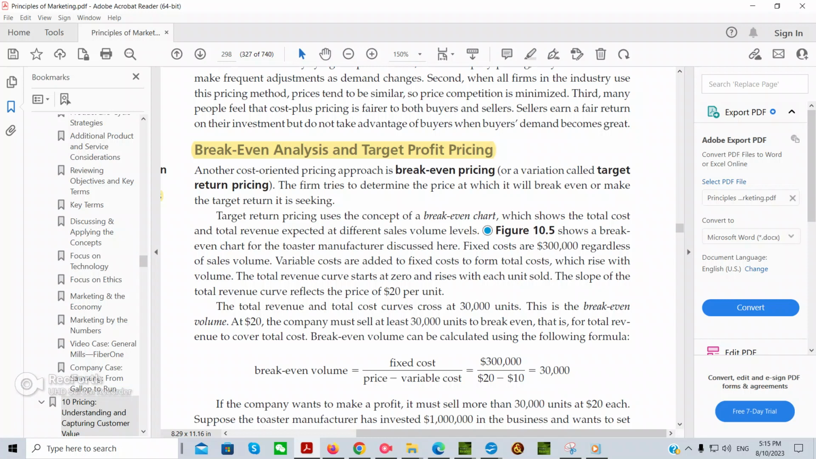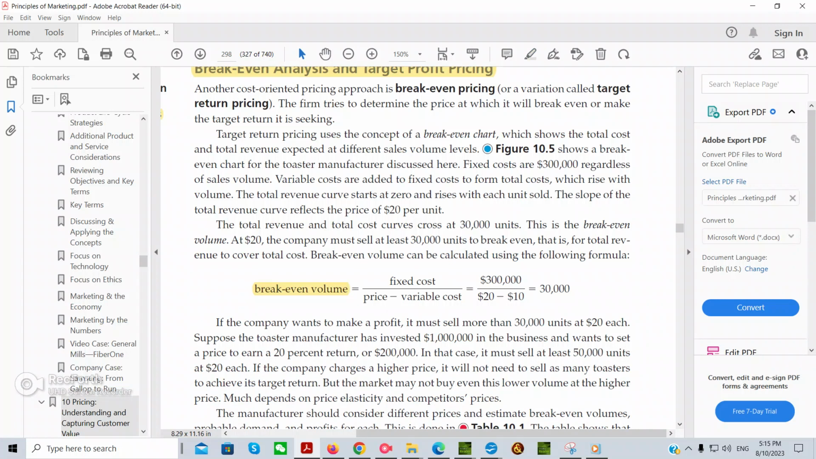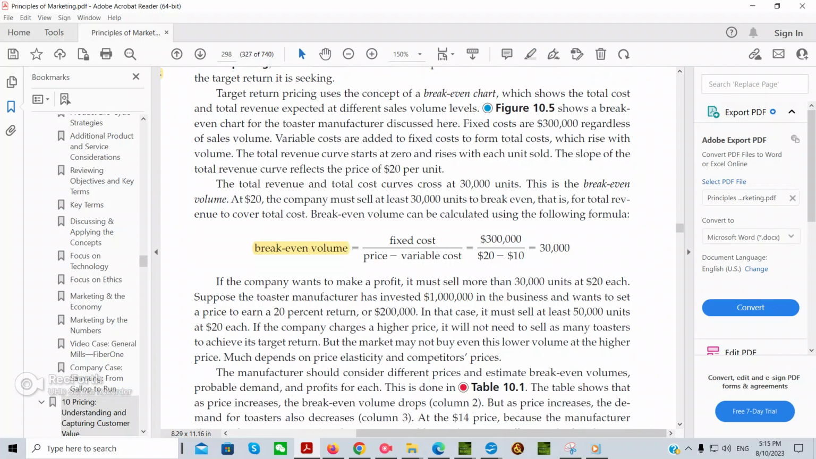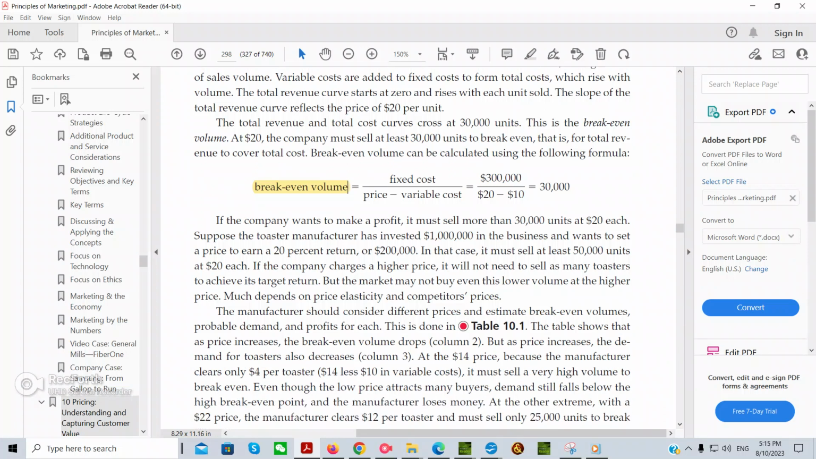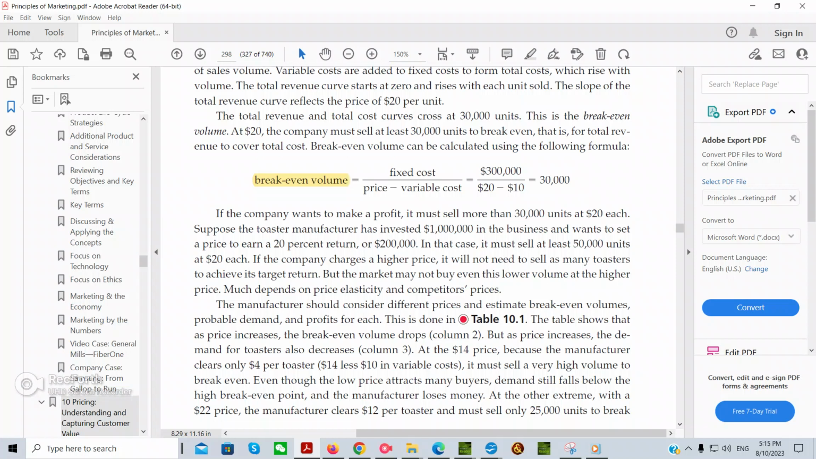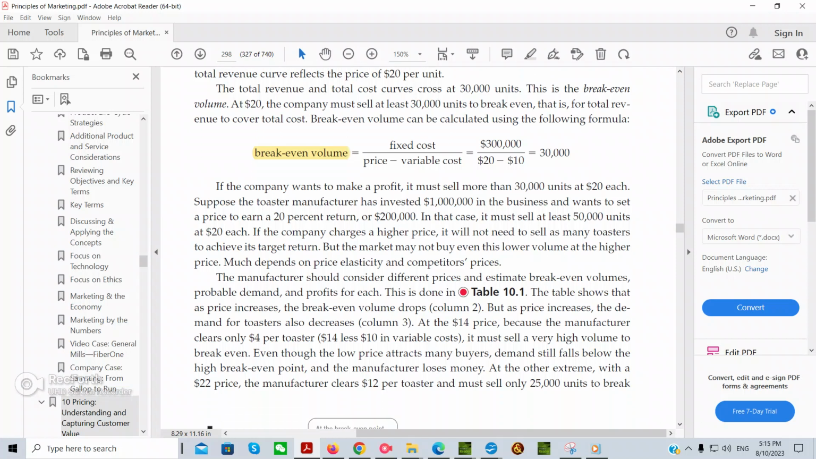That's different. So you have break-even analysis in terms of revenue compared to expenses, and then you have break-even volume, which refers to how many items you have to produce to break even. So that means you have to produce more than that amount to make a profit.